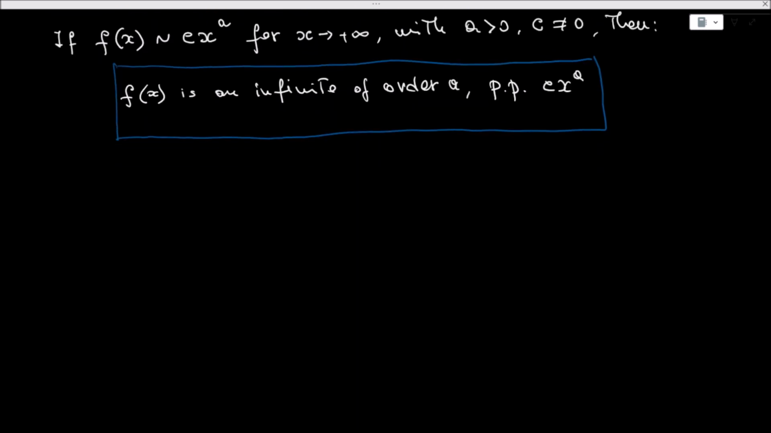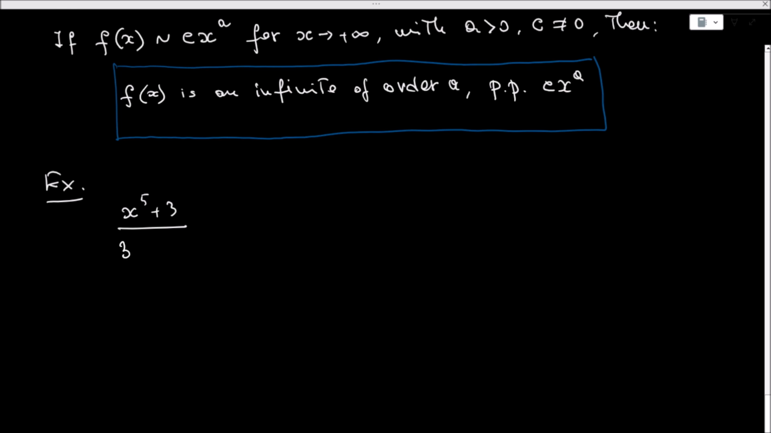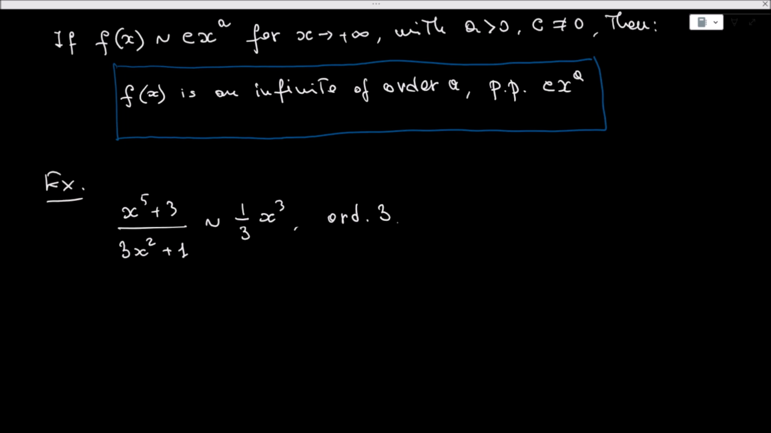Also in this case, let's provide an example just to see what we're dealing with. Let's consider x to the fifth plus 3 divided by 3x squared plus 1. And we see that when x goes to infinity, of course this will be just like 1/3 x to the third. So we immediately realize that this is order of infinity 3 and principal part 1/3 x to the third.